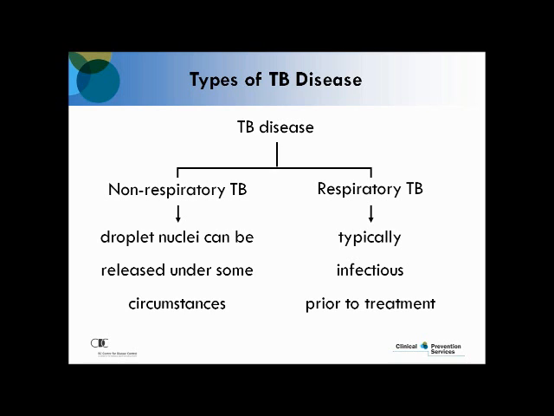The second type of TB disease is respiratory TB. This is TB disease that occurs in the lungs. Respiratory TB is typically infectious prior to treatment, and the main symptoms include a cough lasting longer than 3 weeks, chest pain, and coughing up blood or sputum.